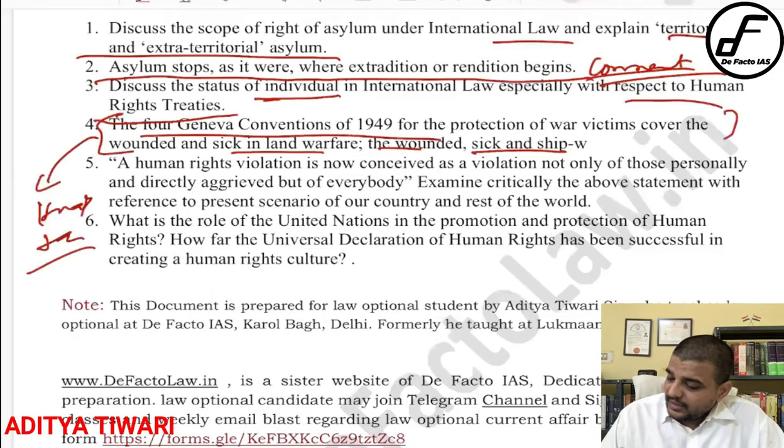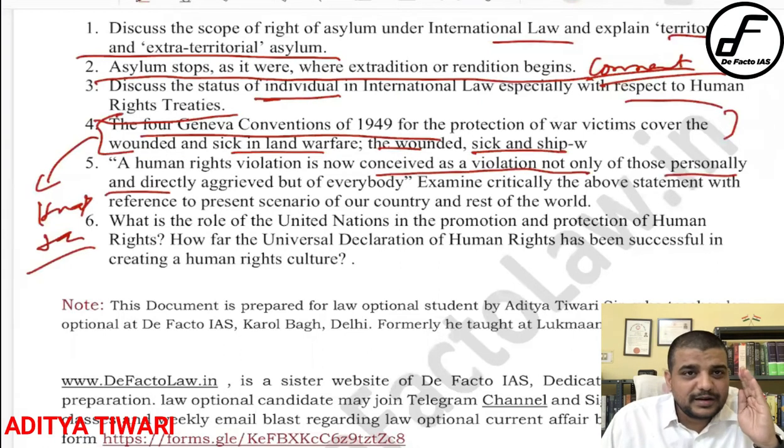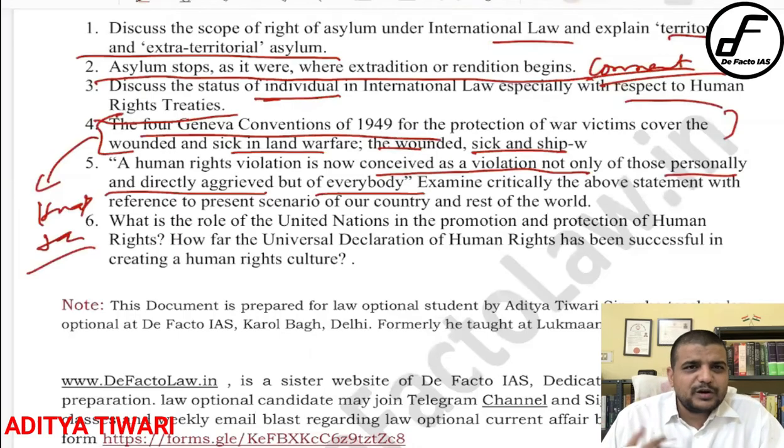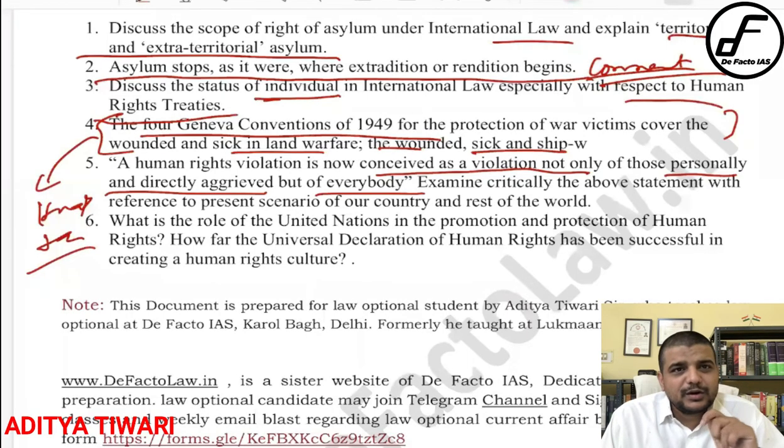Then we have a human right violation, which is now conceived as a violation not only of those personally and directly aggrieved but of everybody. It means that a violation of human right at once will lead to a violation of human right everywhere. And the philosophical aspect of it, right? We'll talk about how human right is inalienable, how it increases the value of human being. If the value of human being is decreased by a particular state, then there is a very real chance that the same state will decrease the value of everyone, right? So in a single instance of human right violation, you are also under threat, even if you are not a party or you are not a citizen of that particular state, right?